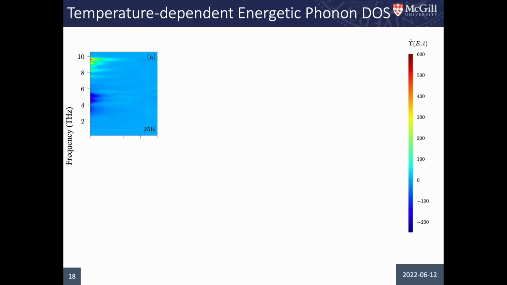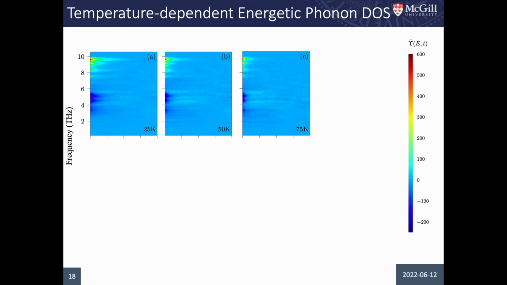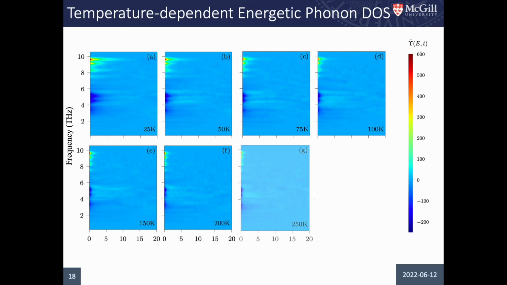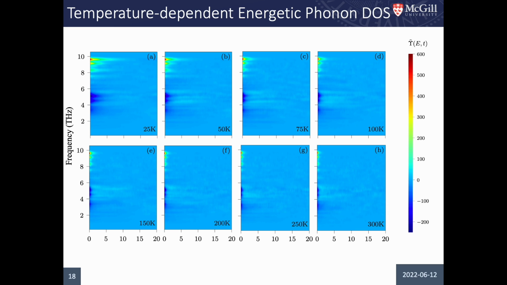we can see that the energy is increased, or that the phonons below 6 THz are populated. Here are the phonon population changes at various temperatures from 25 K to 300 K. Although the decay lifetimes are different, the overall decay trend, the pattern, is very consistent.